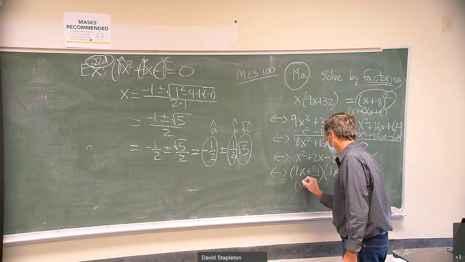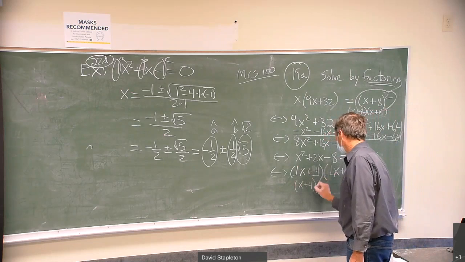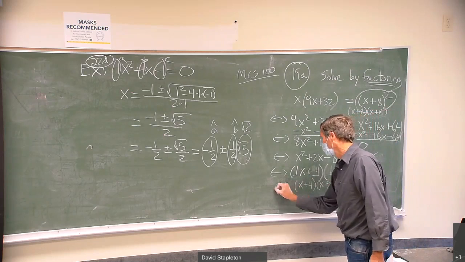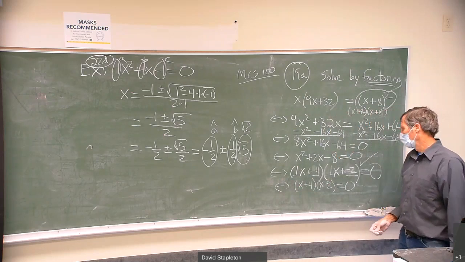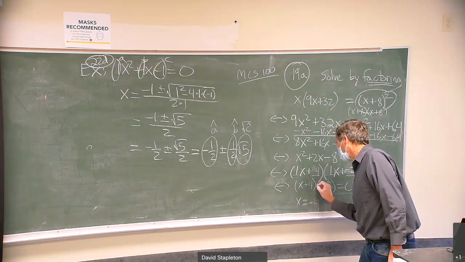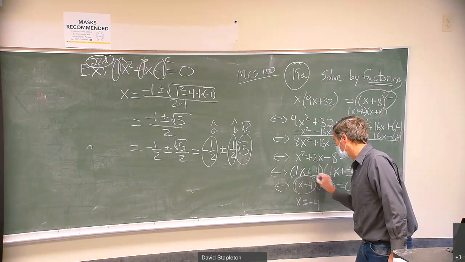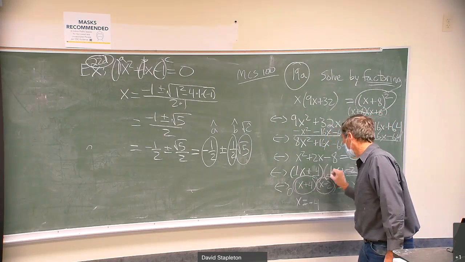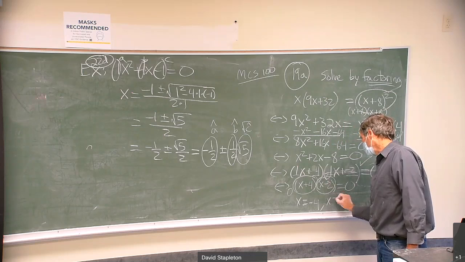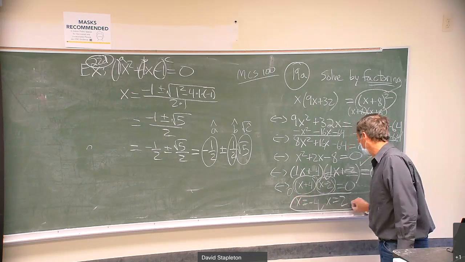So written a little neater here, this is x plus 4 times x minus 2 equals 0. So what are the solutions? Yeah, x equals negative 4 or plus 2. The zero product property says either this is 0 or this is 0. To make this one 0, you need x equals minus 4. To make this one 0, you need x equals 2. There's the two answers. Easy.